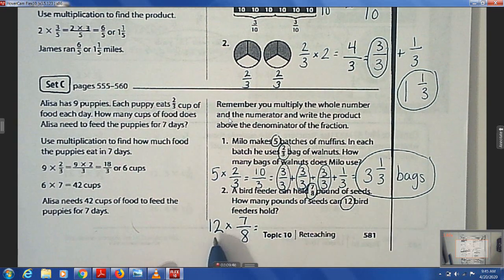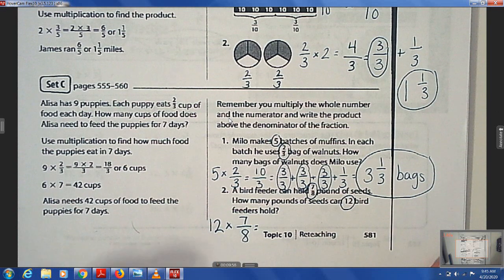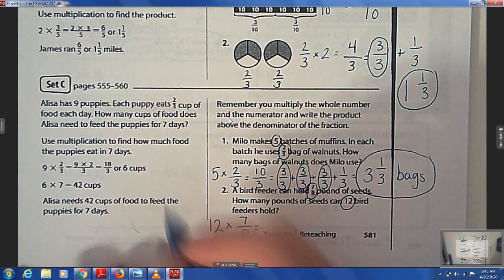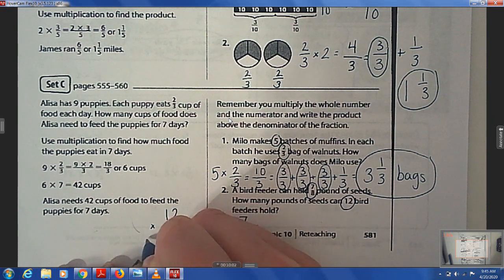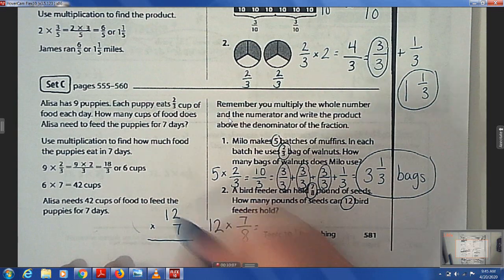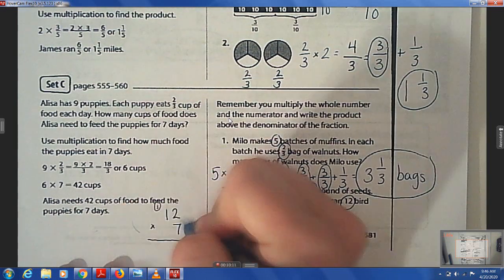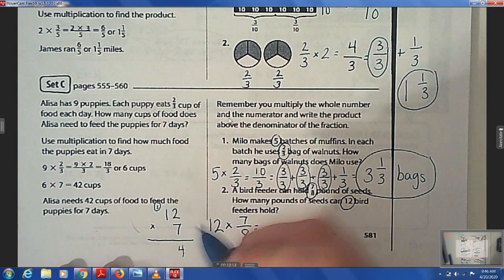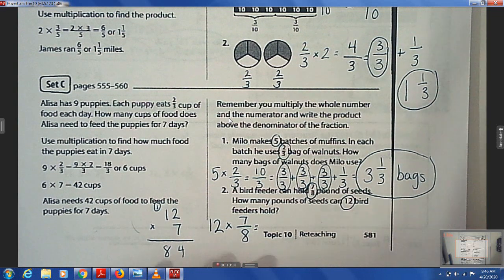So 12 times 7, if you are thinking, oh my gosh, I have no idea what 12 times 7 is because my facts are a little bit fuzzy, then you can just stack it to multiply. 7 times 2 is 14. 1 times 7 is 7 plus 1 is 8. So we're going to have 84 eighths.